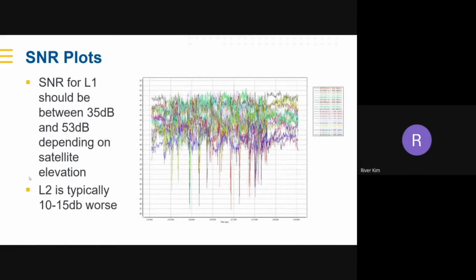The SNR plots can also be looked at to make sure that you have the right values for your SNR for L1 and L2. Now for SNRs for L1, we want to see the majority of the signals between 35 and 53 decibels. And for L2, these values are typically about 10 to 15 decibels worse.